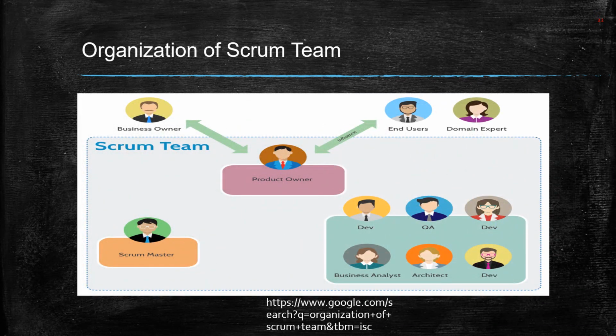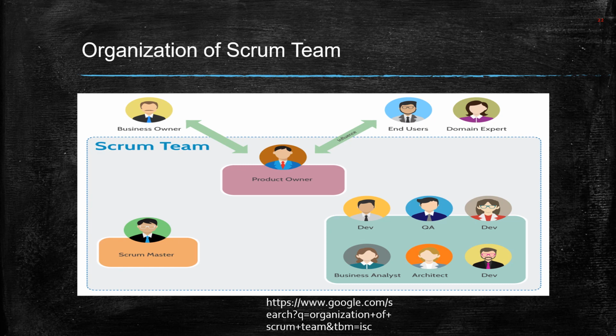And moving to the organization of a Scrum team, it usually contains a product owner, Scrum Master, and a development team. The product owner is responsible for communication between the business user and the end user. End users are the people who are using our product.